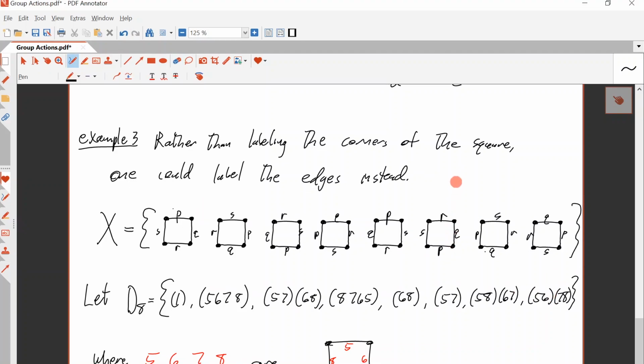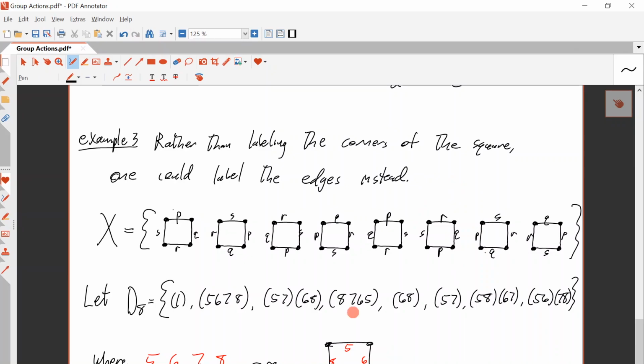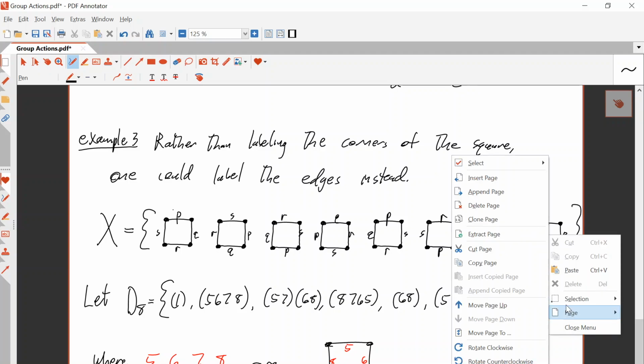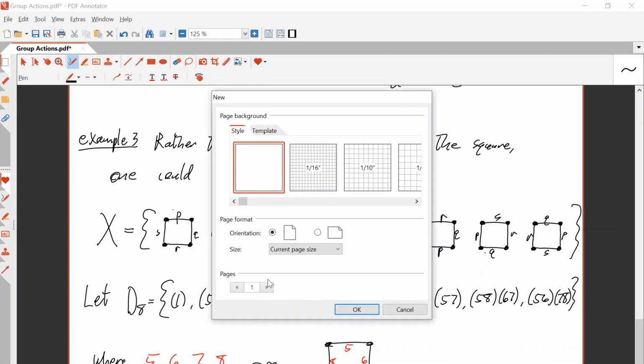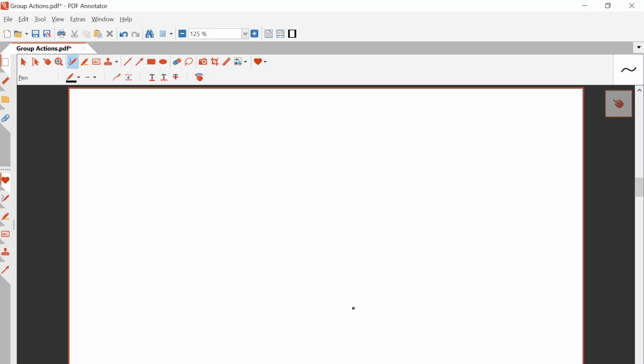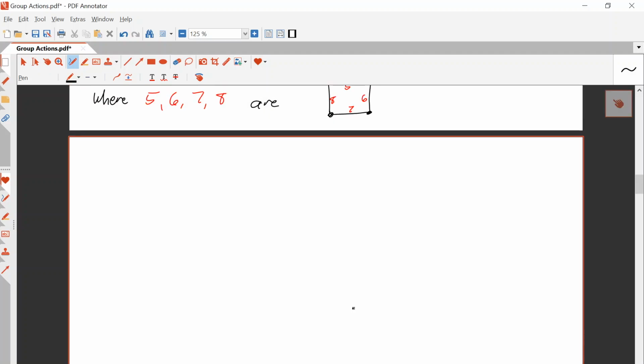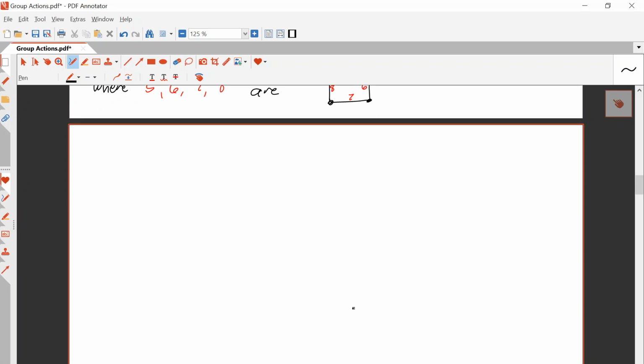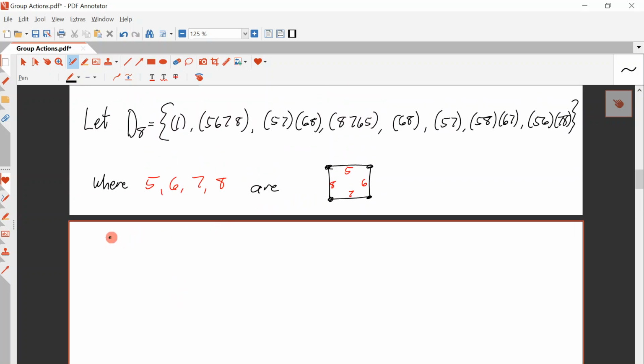All right. So let D8 be equal to this, where 5, 6, 7, and 8 have this meaning, like before. And then that's an action of G, which is the dihedral group of order 8, on this set X of labeled squares. So you could label vertices, you could label edges. Define the action of G on X as before.